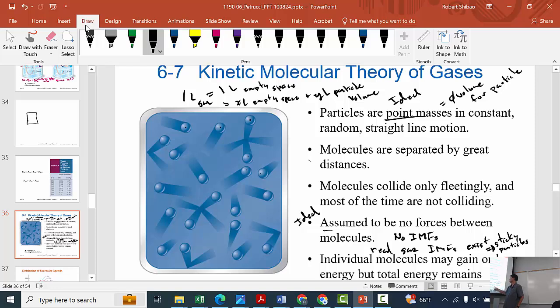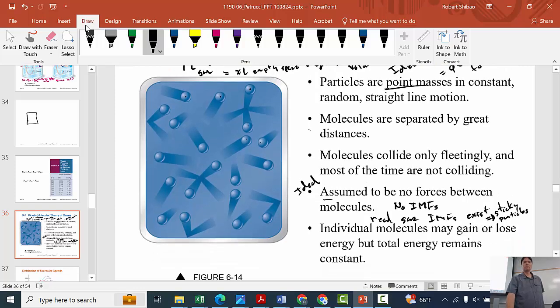Individual molecules may gain or lose energy, but the total energy remains constant. And so this is kinetic molecular theory, and then there's physics, you know, laws of motion, that kind of thing. So in a real gas, we have 3 types of motion. Do you know the 3 types of motion in a real gas? We have something called translational motion, which goes from one point in space to another point in space. That's translational.